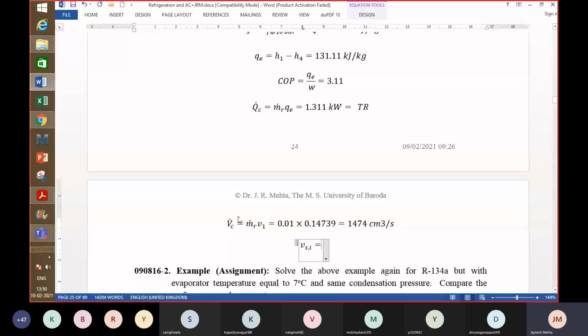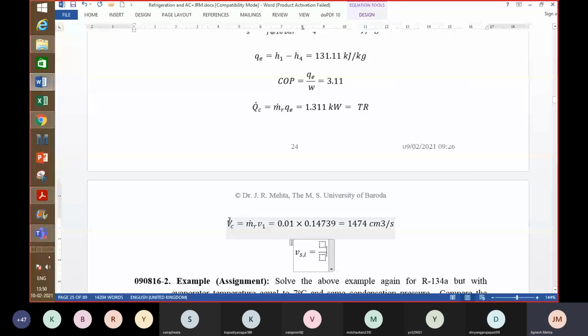That would be equal to this, what you get divided by, I'm writing small n. So small n is in RPS, revolutions per second, which is equal to 1400 divided by 60. So here you get the swept volume, the ideal one, in cc's or centimeter cube, right? That is the ideal swept volume.